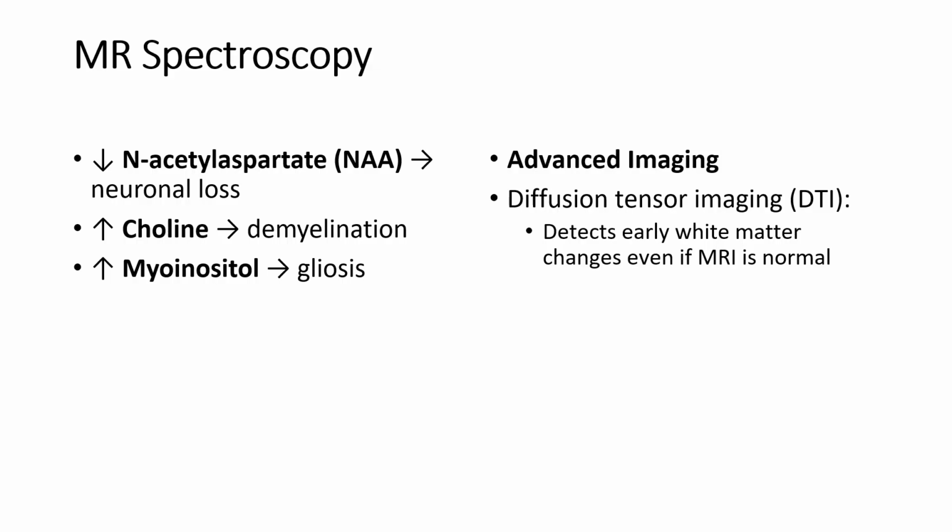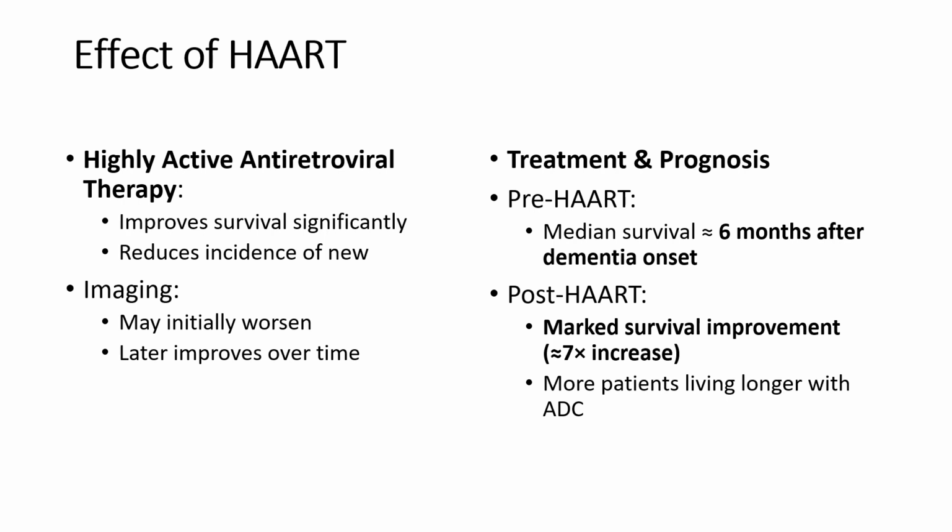MR spectroscopy shows reduced N-acetyl aspartate indicating neuronal loss, increased choline indicating demyelination, increased myoinositol indicating gliosis. Advanced imaging like diffusion tensor imaging detects early white matter changes even if MRI is normal. Highly active antiretroviral therapy improves the survival significantly, reducing the incidence of new lesions. Imaging may initially worsen and later improves over time after starting ART.